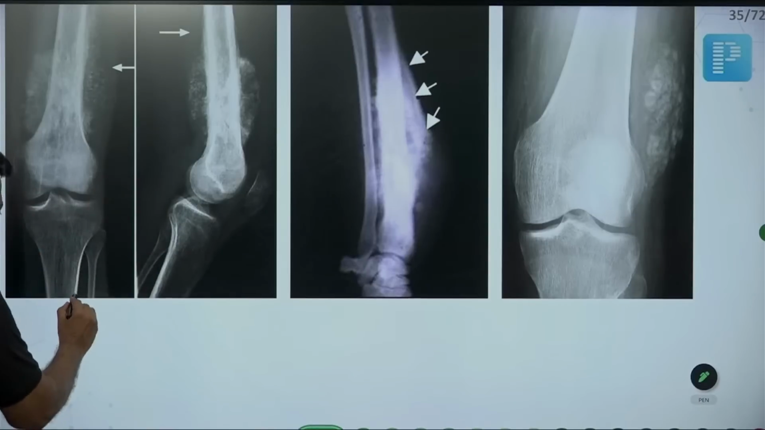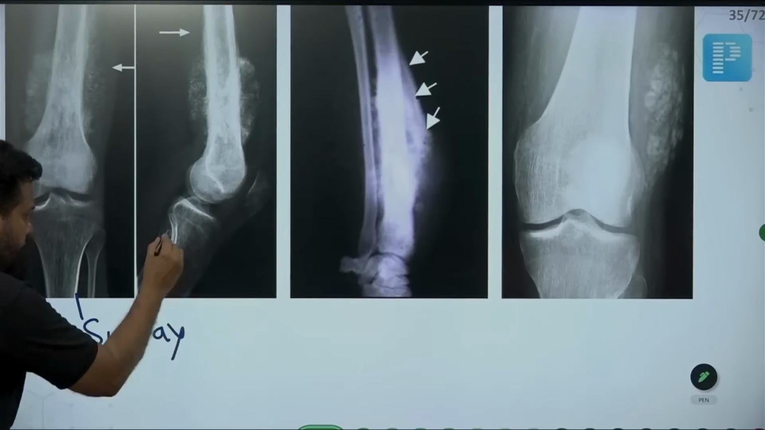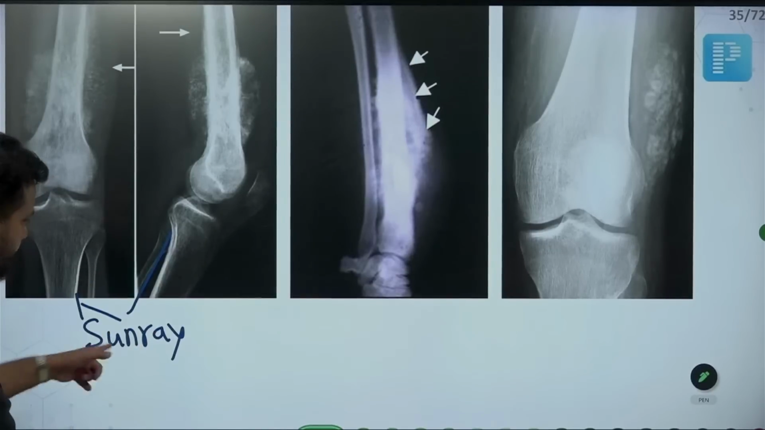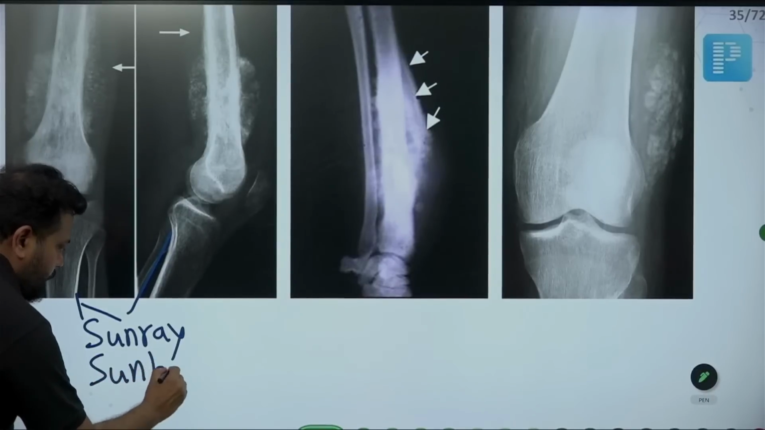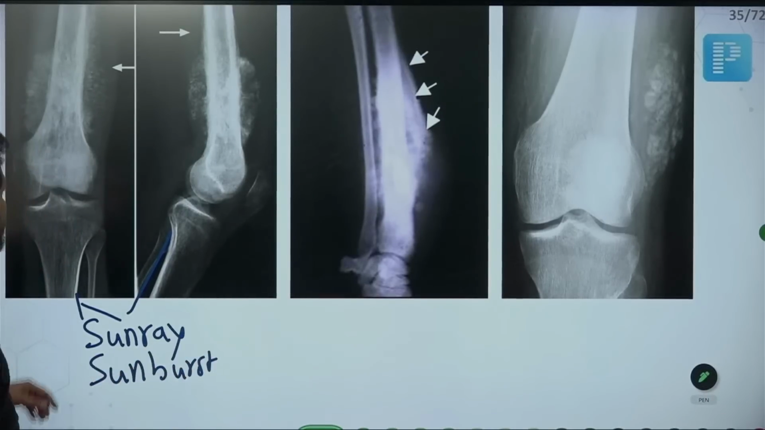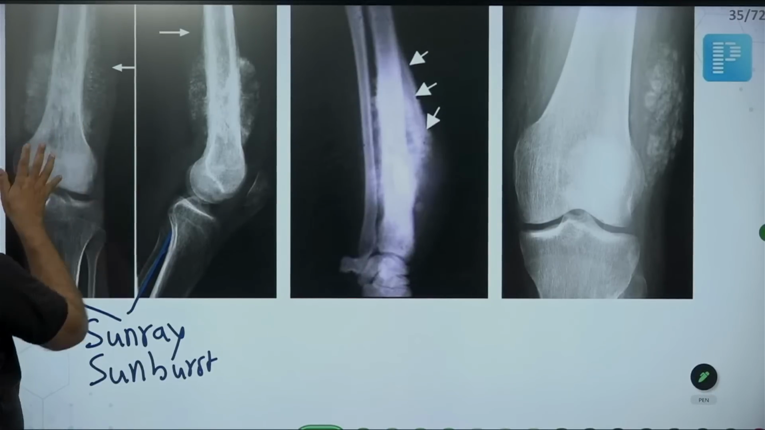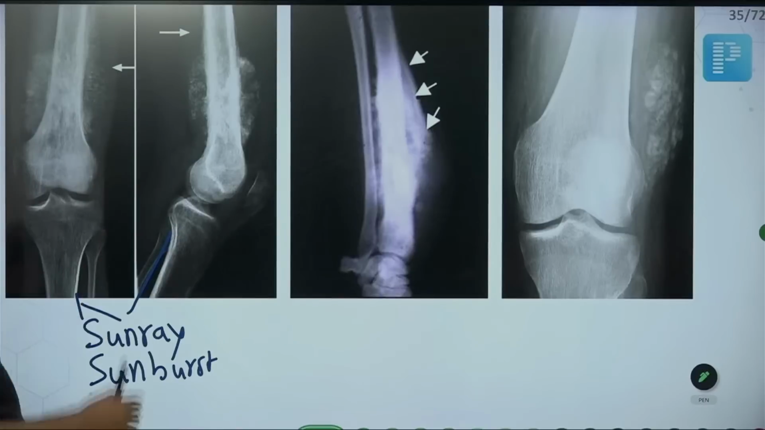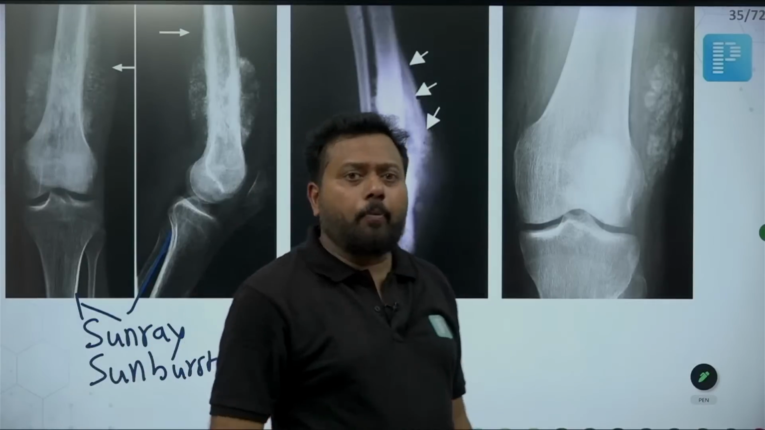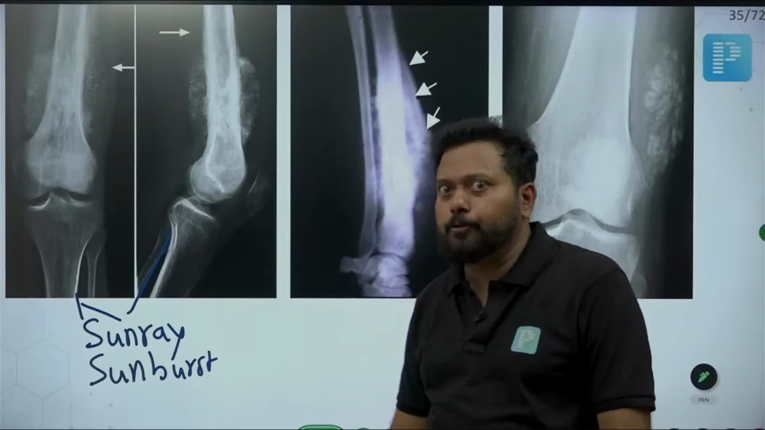This is classically called sun ray appearance. These 2, sun ray appearance. Some books use the word sunburst appearance. Both are the same. When you carefully see here, dear friends, here the periosteum ends. After the periosteum, you are able to see some ray like thing. Okay, X-ray can detect only bone and calcium material. It cannot usually show soft tissues that easily.